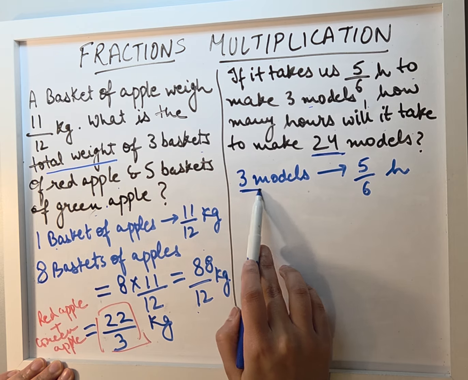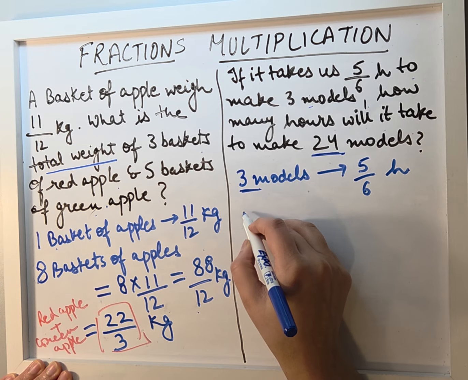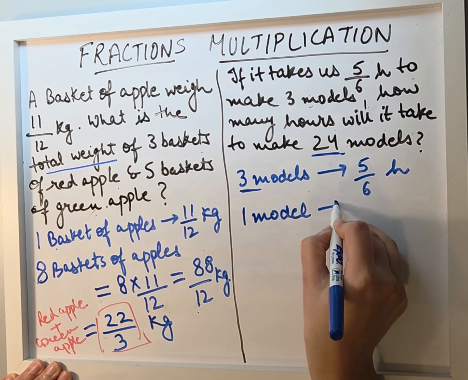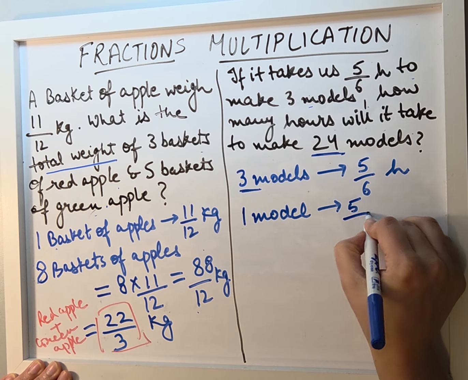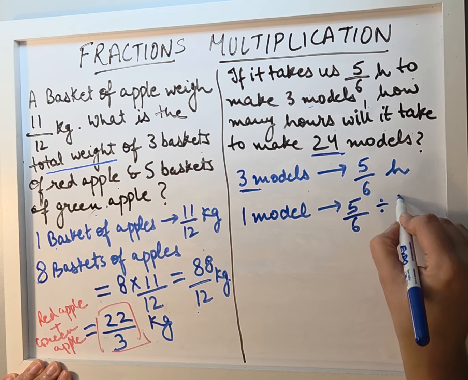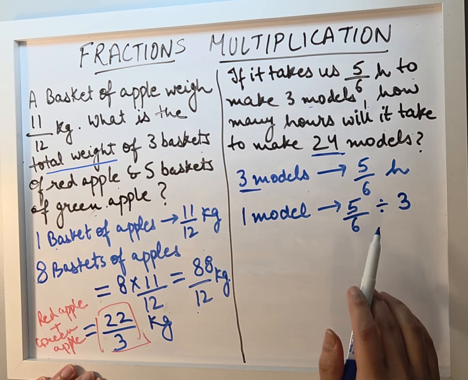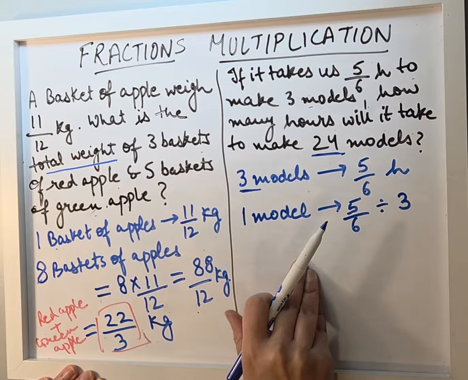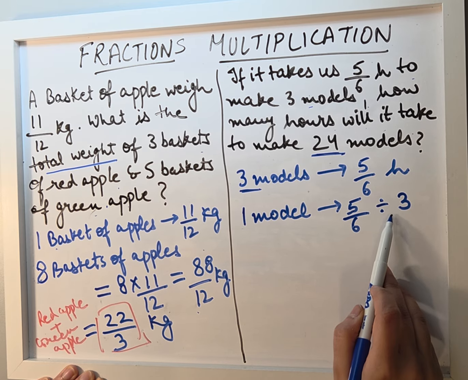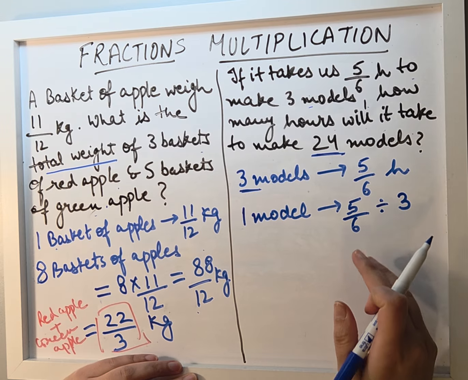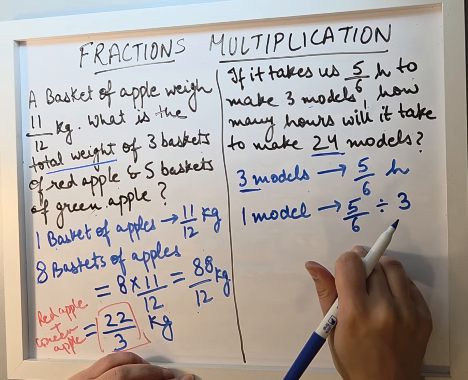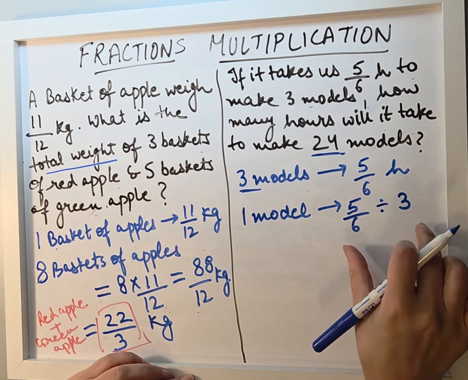Okay, so first we have to see how much time does it take to make one model. Okay, so to see how much it takes for one model, we'll have to divide this by 3. Okay, so we've learned when we are multiplying, okay, it gets directly multiplied with the numerator. Okay, but if we are dividing, okay, it gets multiplied with the denominator. So now there is another way to understand this.